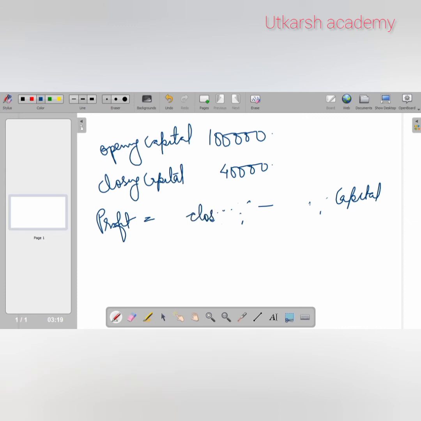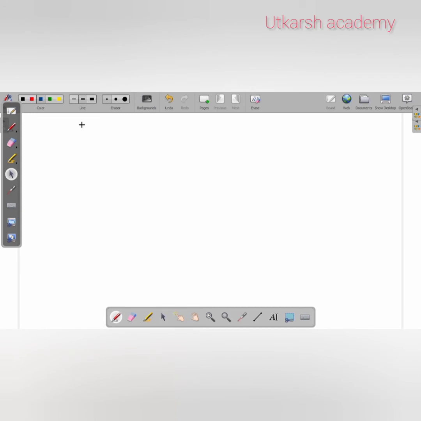It's closing capital. Closing capital minus opening capital. Okay. And the last topic of the accounting equation, that is T-shaped account. Okay. So we will understand what is T-shaped account.